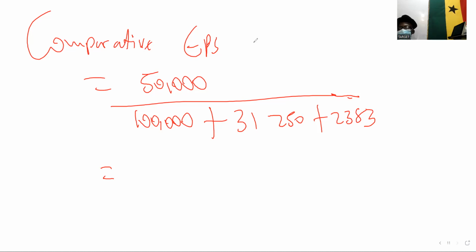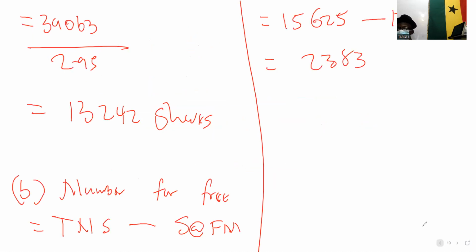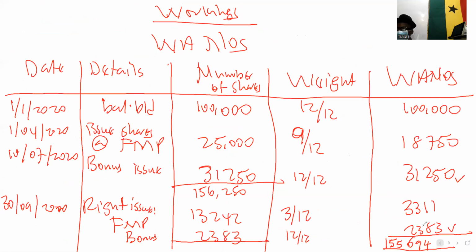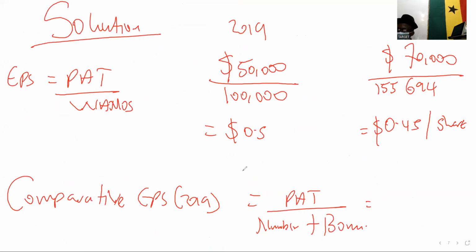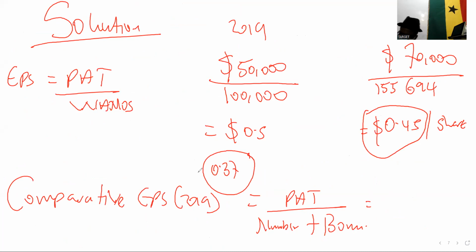Final answer. Can someone confirm? Okay. Another confirmation. So you are getting $0.37 per share. Now we can compare. So here it should have been 0.37. Which year are they doing well? Comparing 0.37 and 0.45 in 2020, they are doing the best. Now we can compare. That's the meaning of comparative.